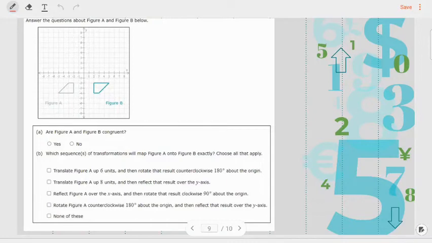On this problem, we are checking to see, number 1, are they congruent? 1, 1, 2, 2, 3, 3. Okay, so yes, they are congruent again.